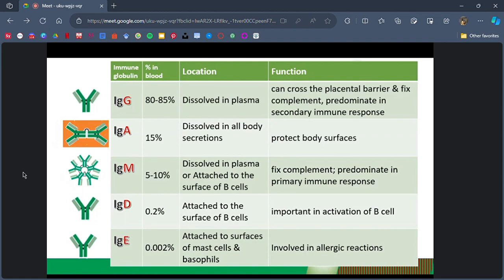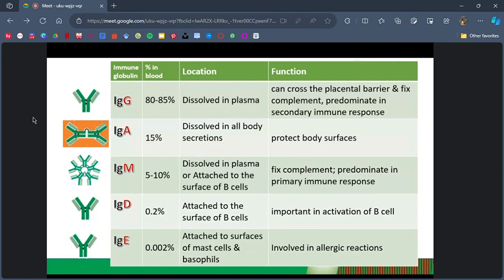IgG is the only antibody that can cross the placental barrier. It can fix complement and is the predominant antibody secreted in the secondary immune response. IgA is found mainly in all body secretions, including milk, and it mainly functions to protect body surfaces.